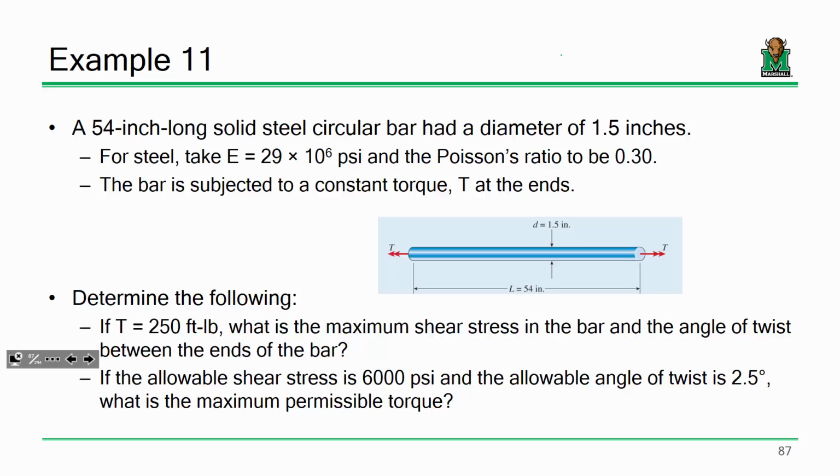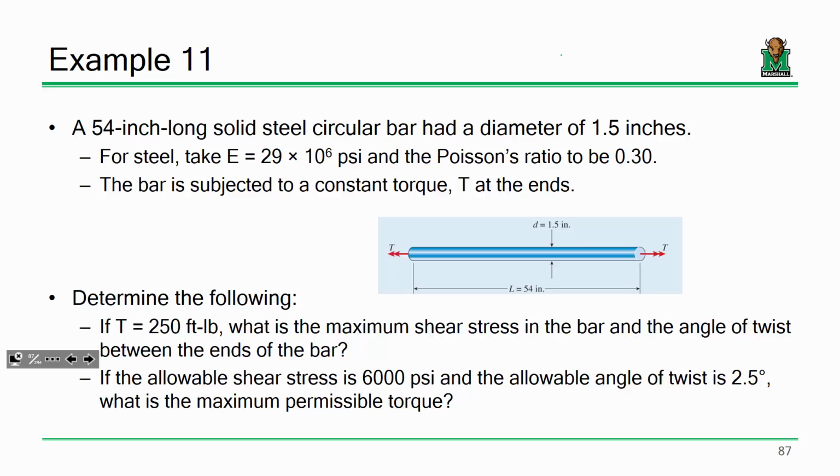So I want to determine the following. If I've got a torque of 250 foot-pounds, what is the maximum shear stress in the bar, and what's the angle of twist between the ends of the bar? All right, that's part one. And if the allowable stress is 6,000 psi and the allowable angle of twist is 2.5 degrees, what's the maximum permissible torque? And this is a unique requirement.